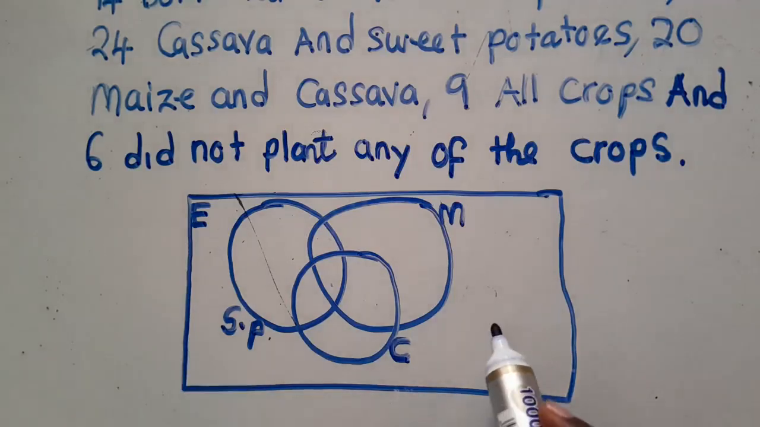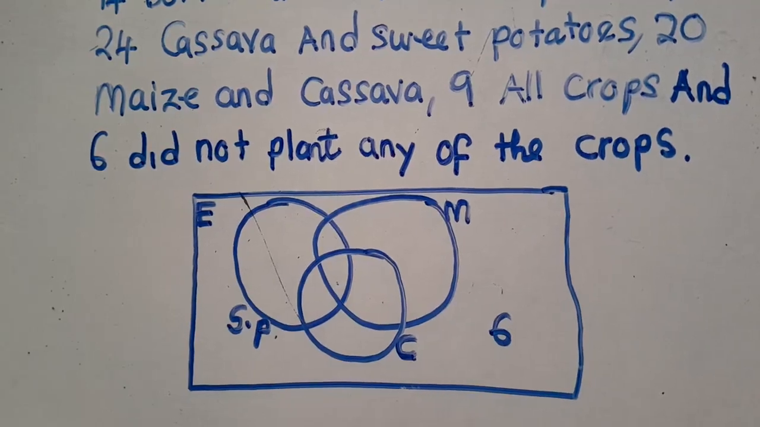So I'll start with the 6 that did not plant anything. You need to put them outside the sets because these did not plant any of the crops. The first thing, you draw 3 sets because we are given 3 crops. After you do this, the next thing is to find the number of farmers that planted all the crops. So how many farmers planted all the crops?